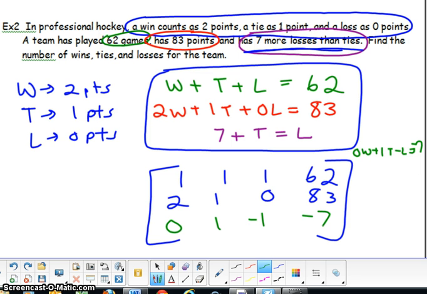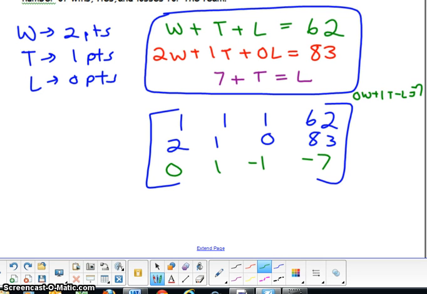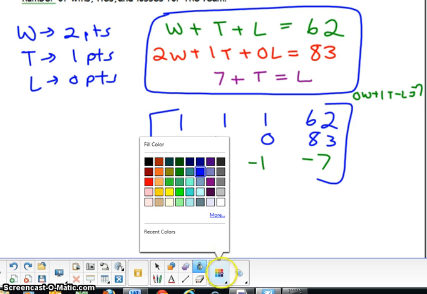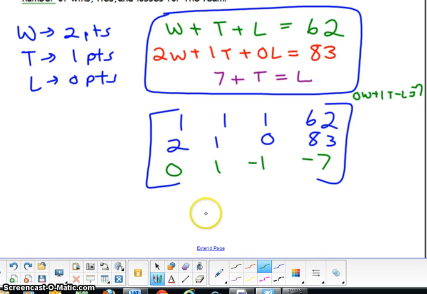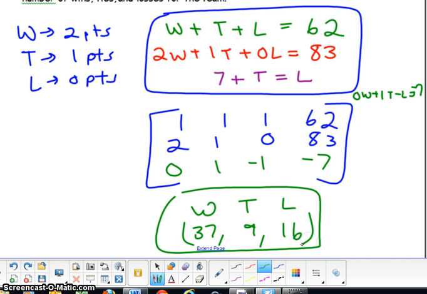So go ahead and push pause and plug it into your calculator. And your final answer is going to be the ordered triple of wins, there's going to be 37. Ties, there'll be 9. Losses, there'll be 16. Okay, and that would be your ordered triple. So it looks like that. Okay, please practice. Don't just write down that answer and go on to the next one. Push pause, practice, and solve.